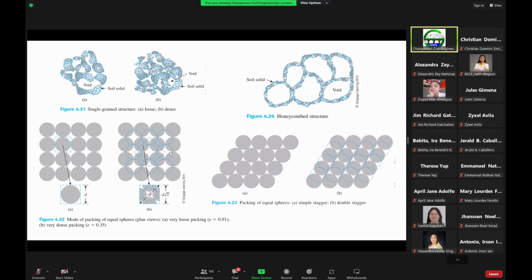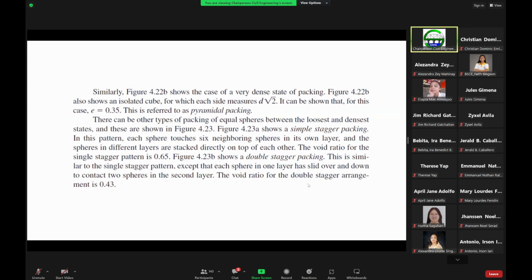Now, in the double stagger packing, this is similar to the single stagger pattern, except that each sphere in one layer has slid over and down to contact two spheres in the second layer. So something like this. So the gray sphere here is the first layer, and then the broken line sphere here is your second layer.